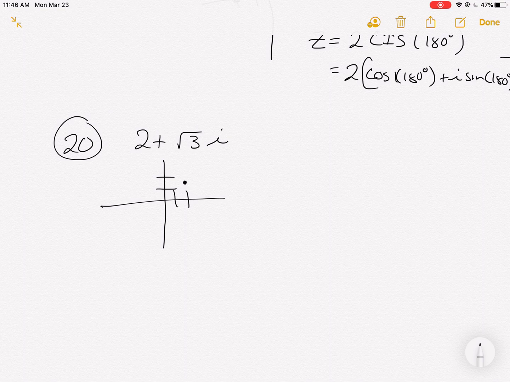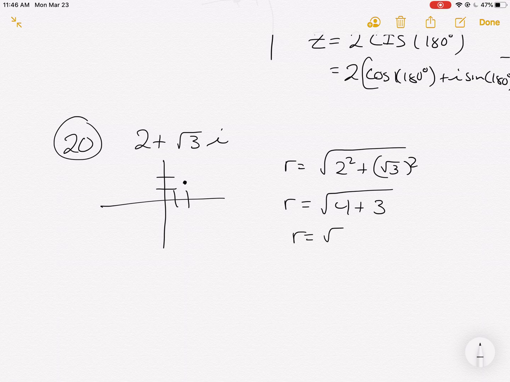So how do we get our r? No problem. It's the square root of 2 squared plus the square root of 3 squared. So r is equal to the square root of 4 plus 3, so r is equal to root 7. Now we know it's root 7 cis, and now we just need to come up with the angle. Again, they want it in degrees.